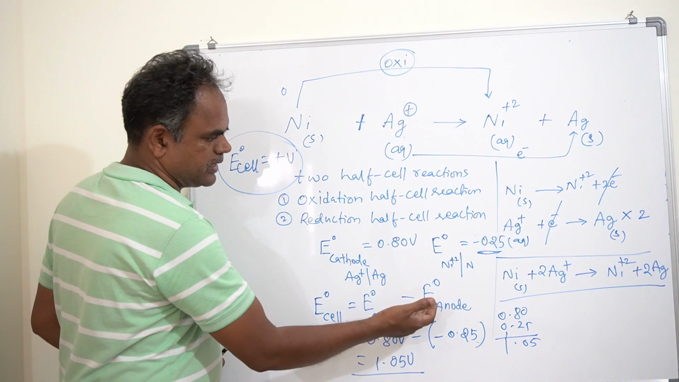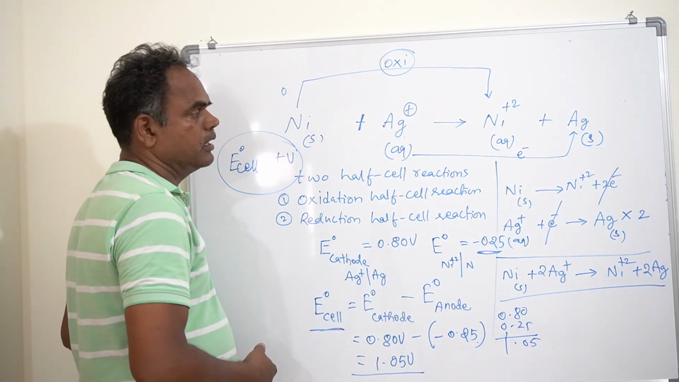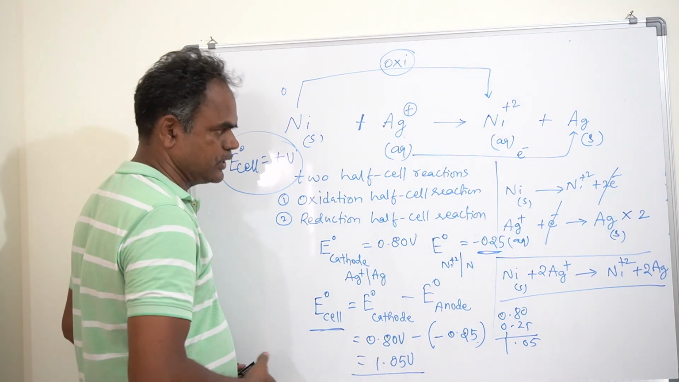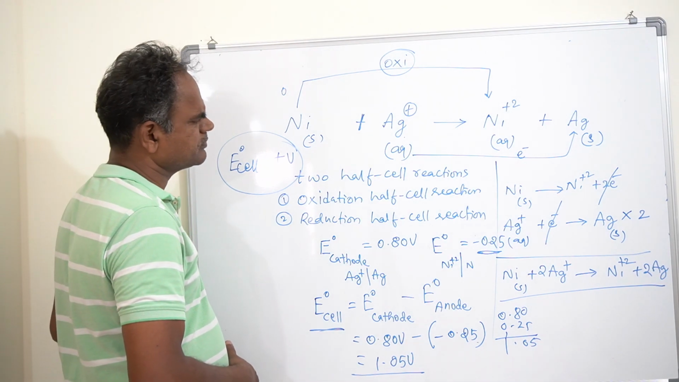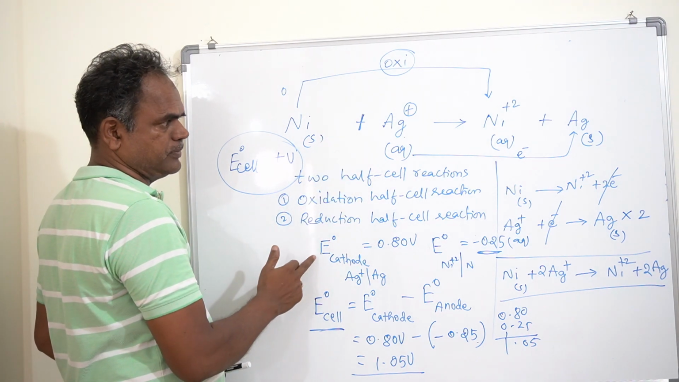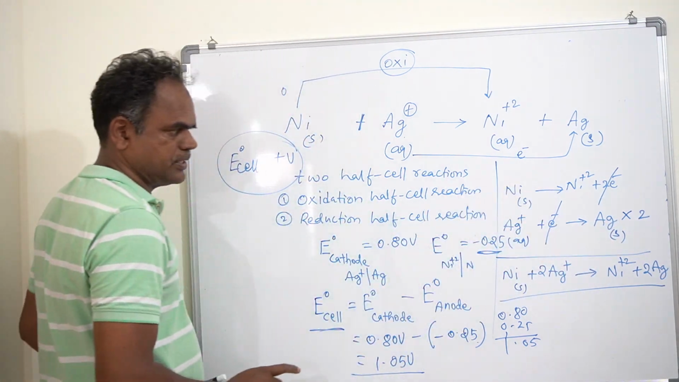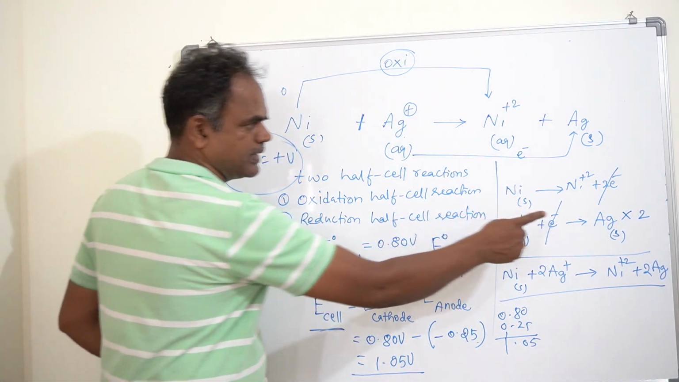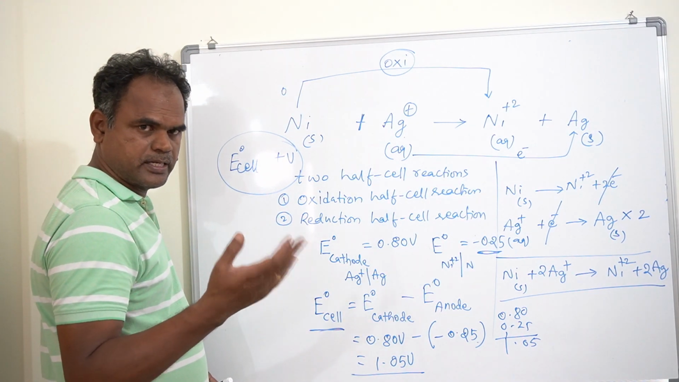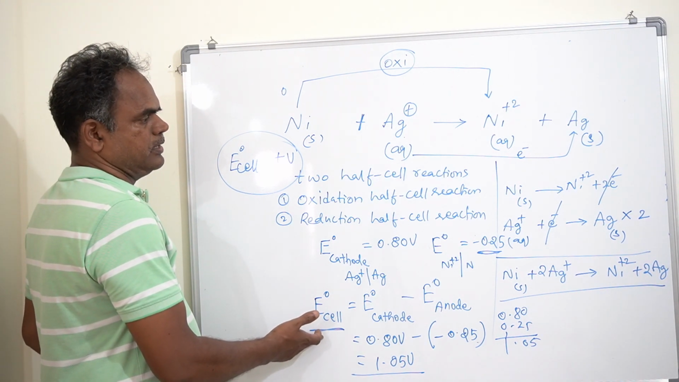That means if you take silver as the anode and nickel ions as the cathode, then by the sign convention you get a negative value, and the cell doesn't work. So this is how, when the cell reaction is given, we can calculate the number of electrons, and if we know the number of electrons, we can also get the cell potential. We can relate delta G, the cell potential, and the charge.